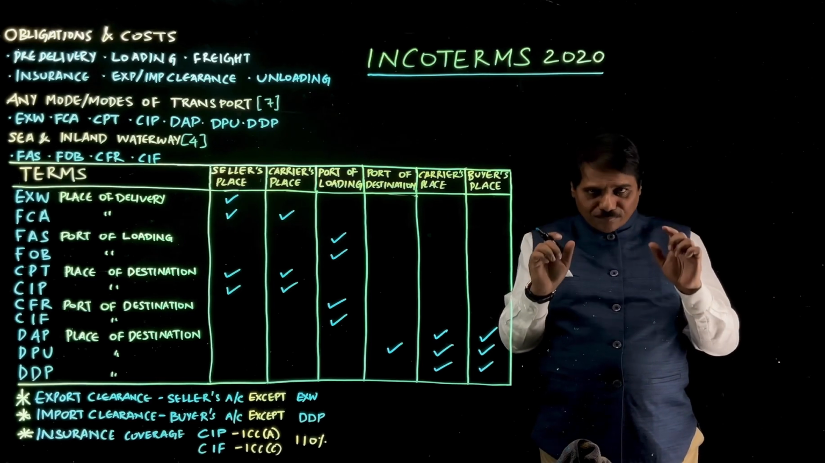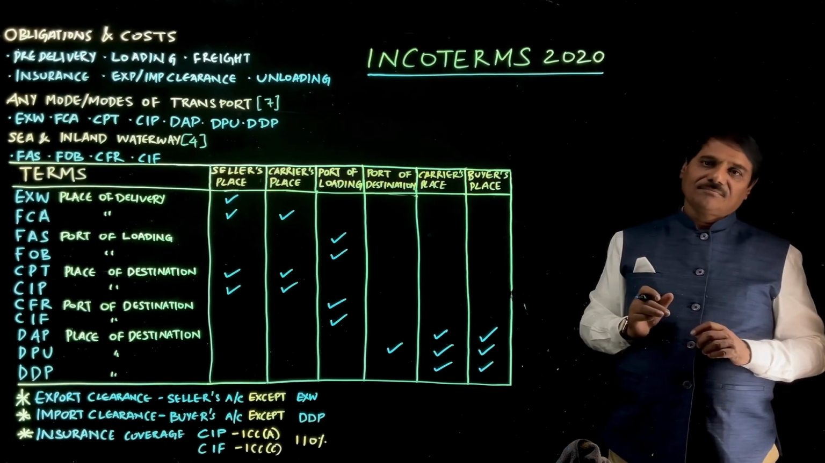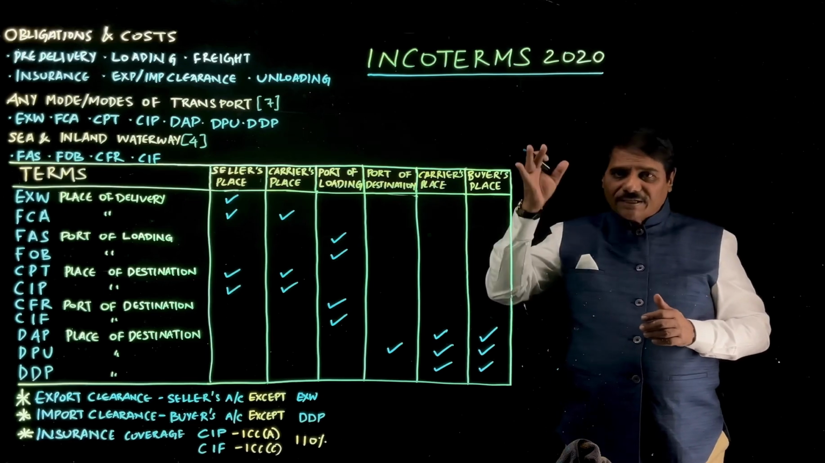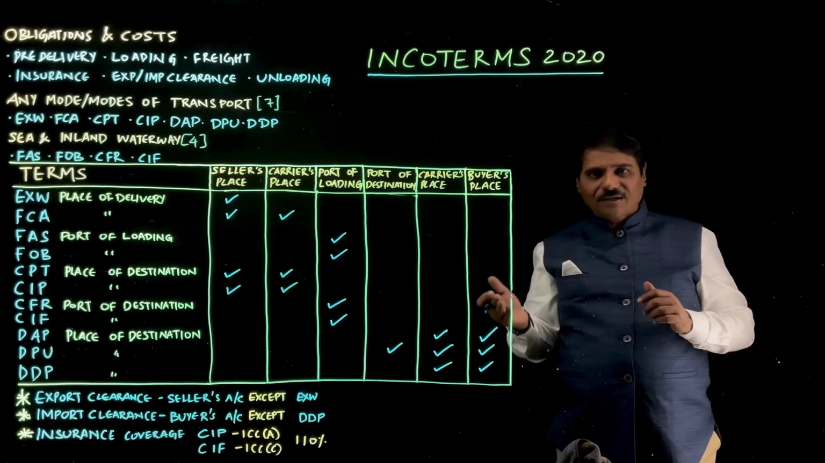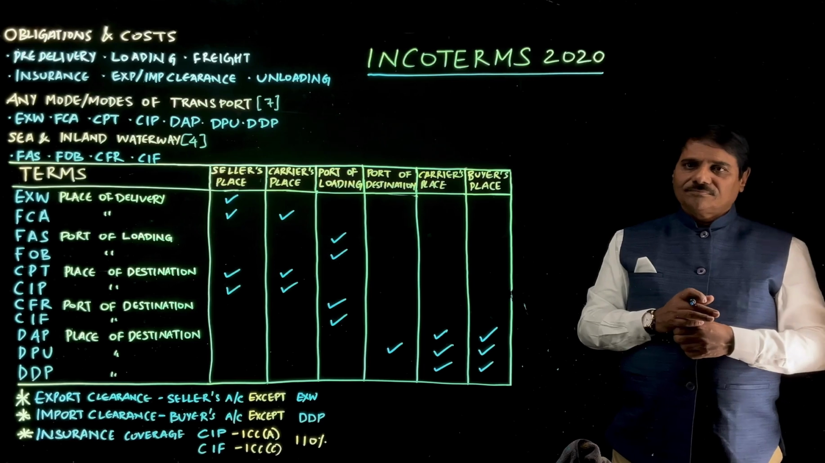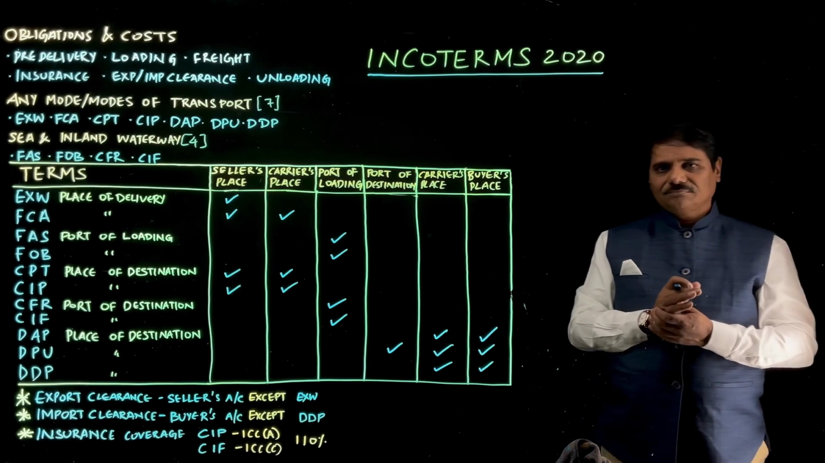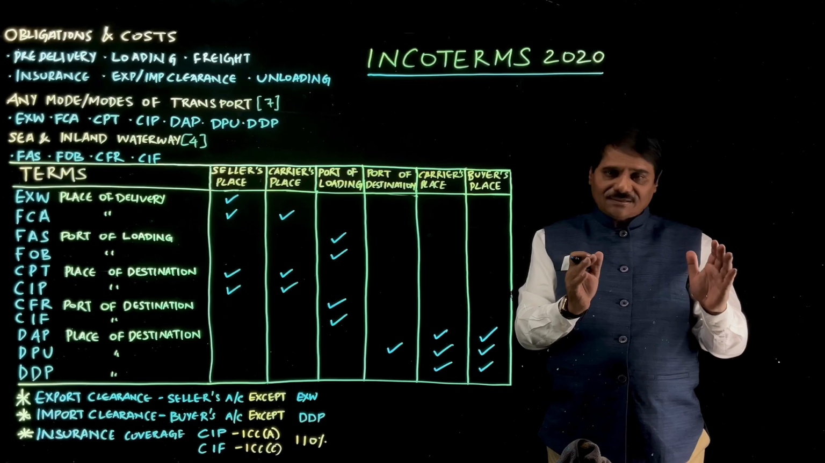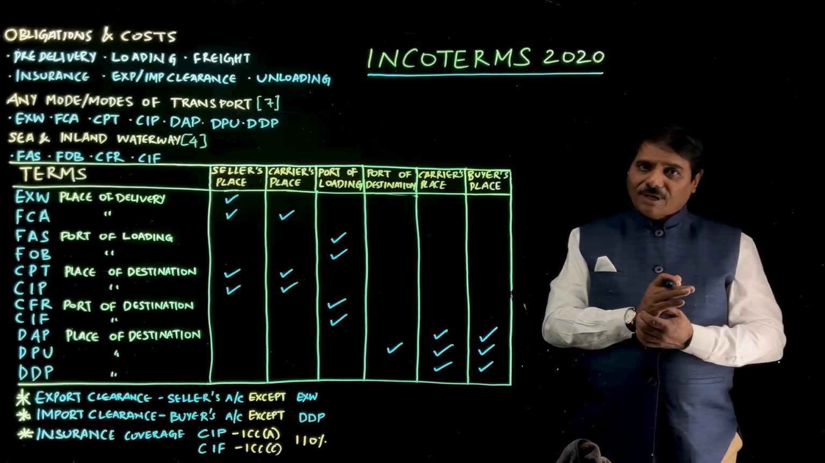Insurance matter is coming to picture only in case of two terms, CIP and CIF, because the buyer is paying the seller to take the insurance. Buyer wants insurance to be covered by the seller, so the price is increased. So seller is just arranging the insurance for the buyer. If there is damage to the goods during the carriage, it is the buyer who should go and claim money from the insurance company.